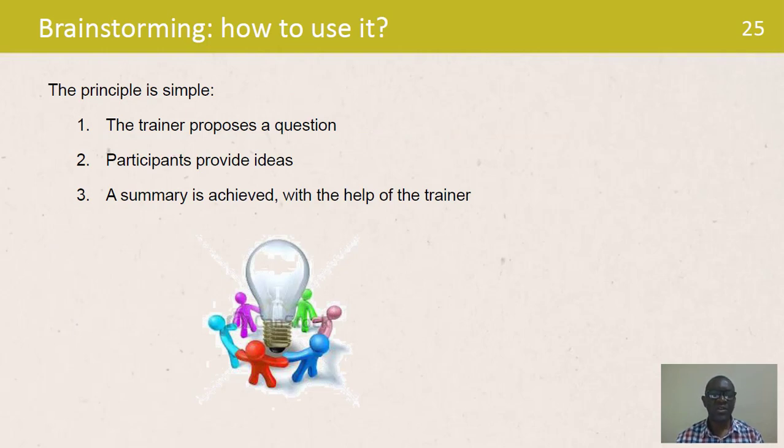The principle is relatively simple. 1. The trainer proposes a question to the participants. In your opinion, what are the advantages of using this or that technique? 2. They provide ideas on the proposed question, and the trainer notes these ideas on a medium, such as a flip chart. And 3. A summary overview is then made.